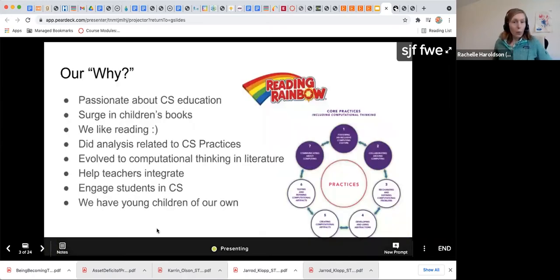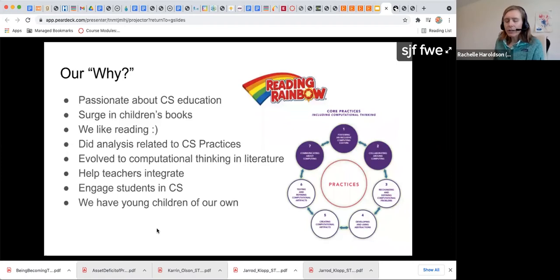So a little bit about the why of where this came up. My grad student and I have done two different analyses at this point. Today, I'm going to talk about the analysis that's really looking at computational thinking in children's books. And so we wanted to really be clear about our why.